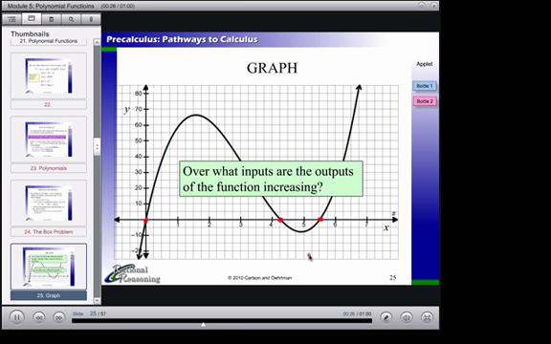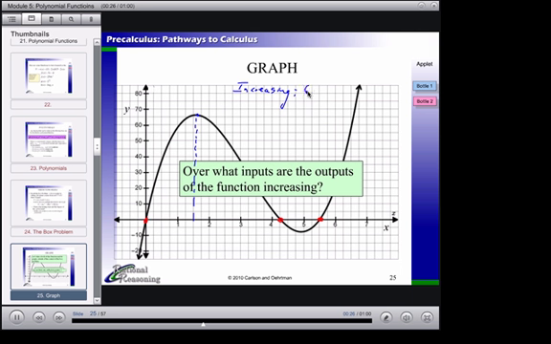Okay, now this is kind of practice from last time. Over what inputs are the outputs of the function increasing? For what values of x does this function increase? You want from 0 to where? Okay, you're seeing somewhere around in here? Yep. There's some value here. You could use your graphing calculator and get the maximum point.